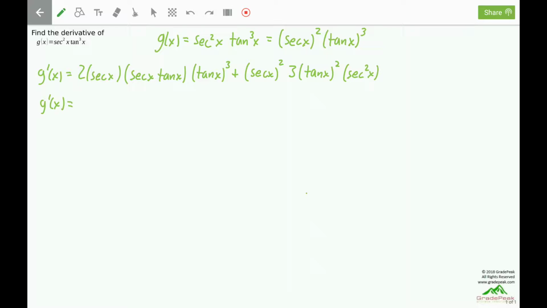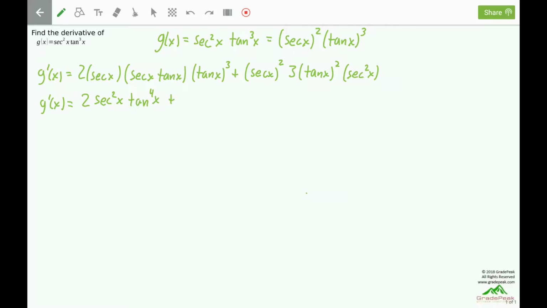So g prime of x here equals 2. The first term, we have a 2. We have 2 secants multiplying each other. That'll be secant squared. And we have a tangent and a tangent cubed. That will be, altogether adding them, 4 tangents. So tangent to the 4th of x plus.